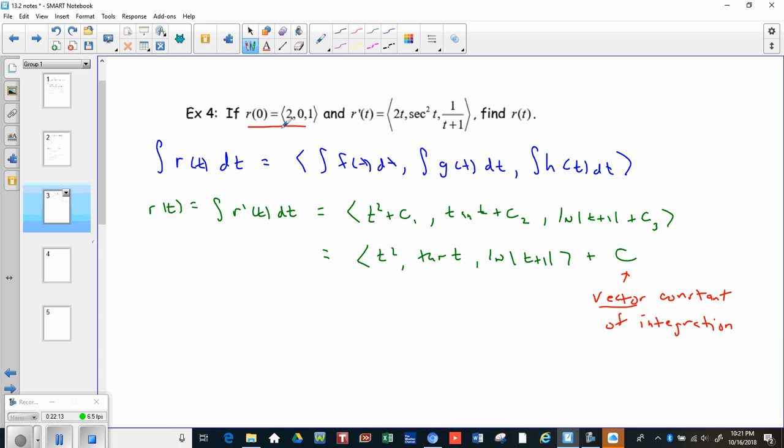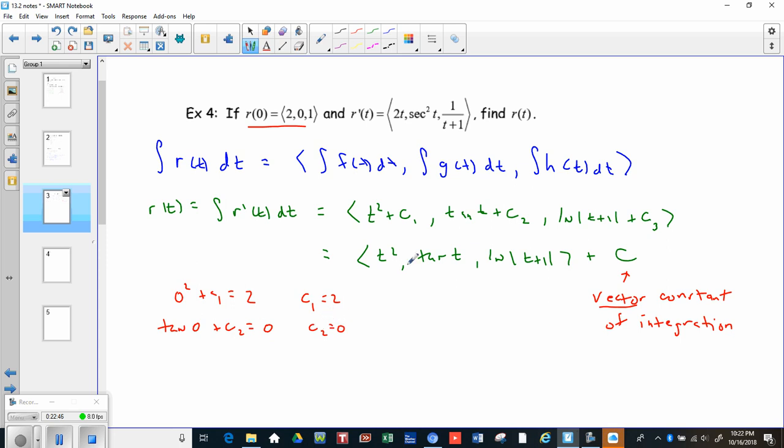So in this case, when t is 0, I would get 0 squared plus c1, and that's got to equal 2. Well, of course, that just means that c1 is 2. In this case, when t is 0, so I'm going to have tangent of 0 plus c2 has to equal 0. Well, tangent of 0 is 0, so in this case, c2 is 0.